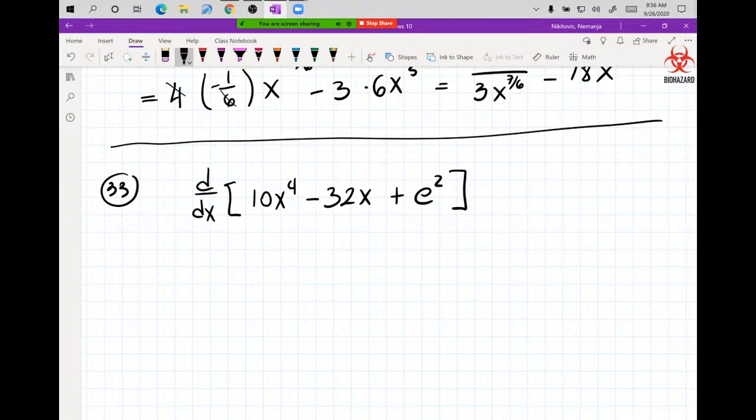Professor, when simplifying e, we just leave it the same, correct? Nope. E squared is a constant, isn't it? Yes, very good. E is a number, e squared is a constant. Therefore, what's the derivative of it? 0. Beautiful. All right, that was a trap right there.